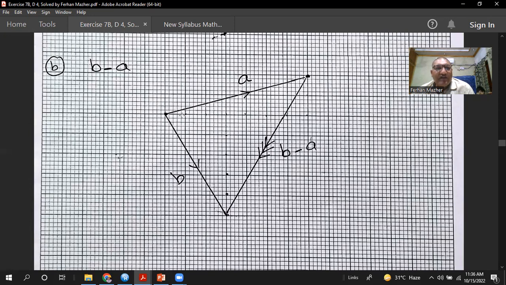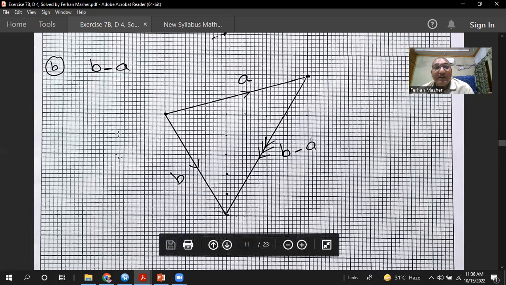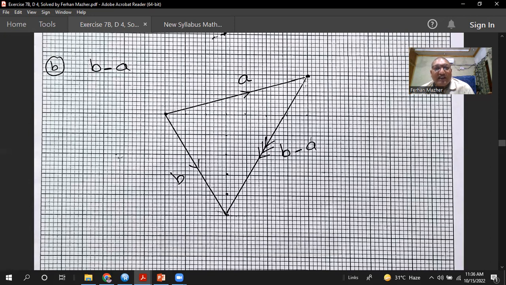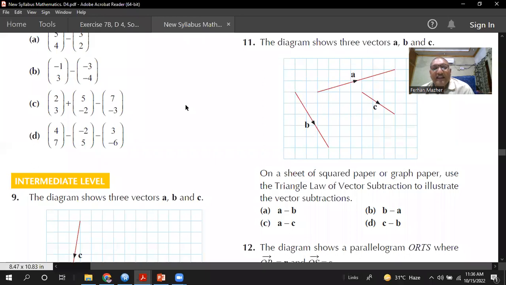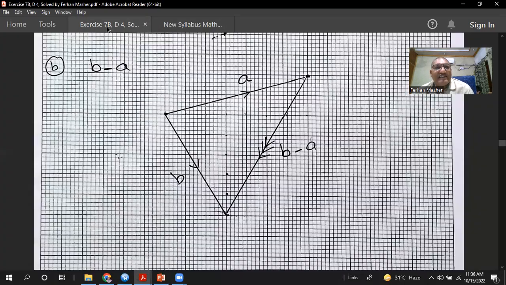For vector B, 1, 2, 3, and 1, 2, 3, 4, 5, minus 5. So that will be the B vector. Join their heads. This is subtraction because you want B minus A, so the arrow of the resultant vector should be towards the head of B. Then it will represent B minus A. Very simple, straightforward. Okay. Then they want us to find A minus C.